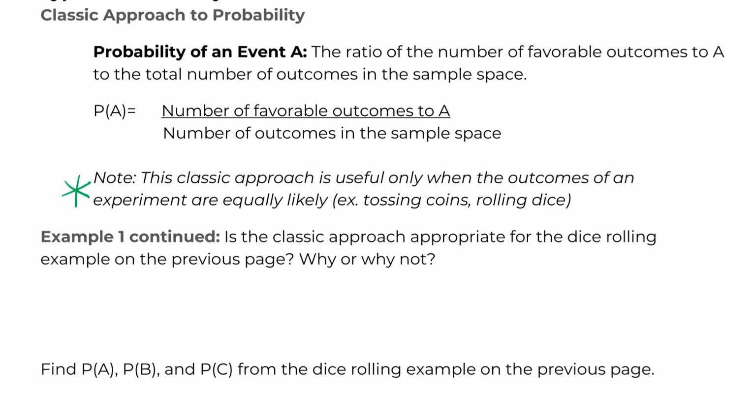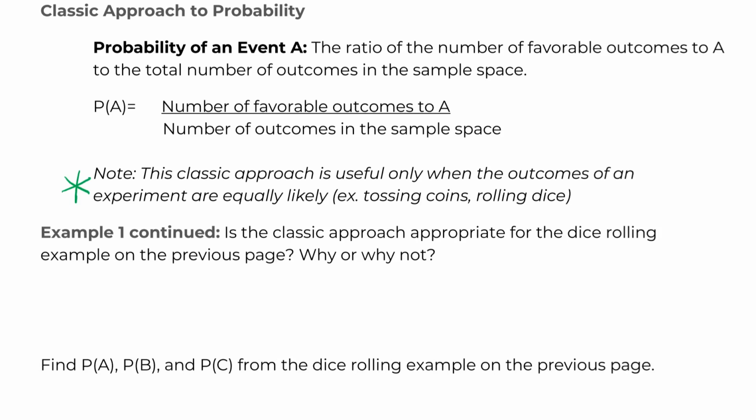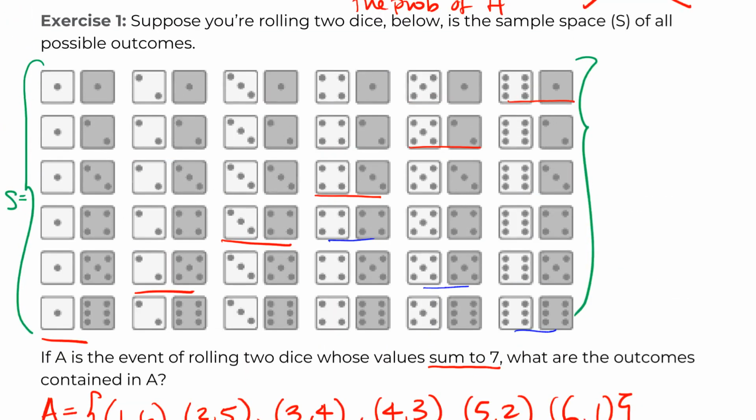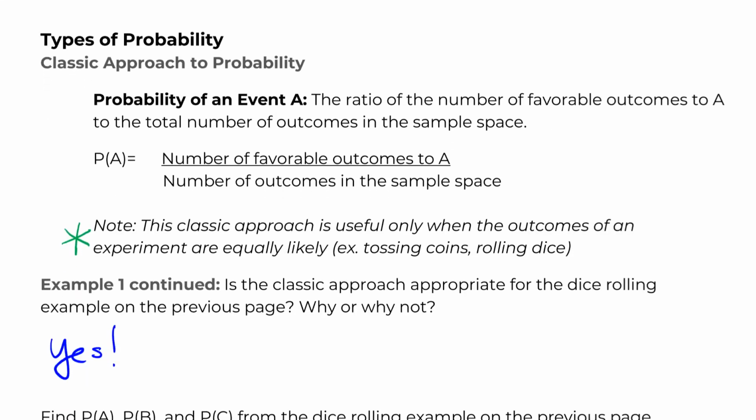So as we move on, it basically asks us, is the classic approach something we can use for the dice rolling example? And the answer here is yes, definitely. Every single outcome, when we look at each of these rolls of the dice, a pair of 6s is just as likely as a 5-4. Everything here has the same exact likelihood because we're just rolling 2 dice, and the 2 dice don't influence each other. So we've got equal likelihoods. All 36 outcomes are equally likely.